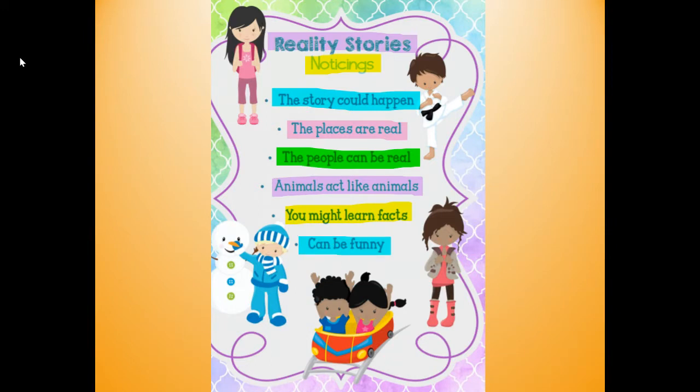So this is a story that could happen. Henry and Mudge is a story that could happen, but it is still fiction. It was made up by the author.